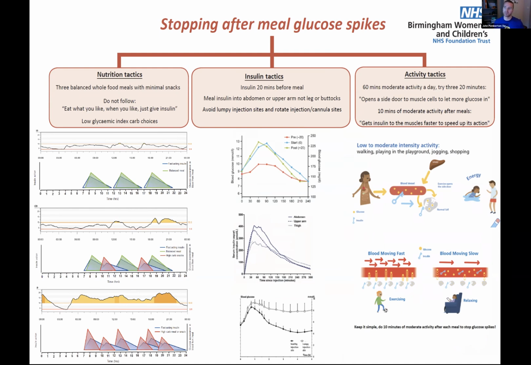The reason being is the blood flow to your belly and your arm is a lot faster. Therefore, you can see how quickly insulin works is a lot faster in the abdomen and the upper arm. So if you're on injections, get your insulin injections for your meals in your belly or your arm and keep your long acting to your legs.